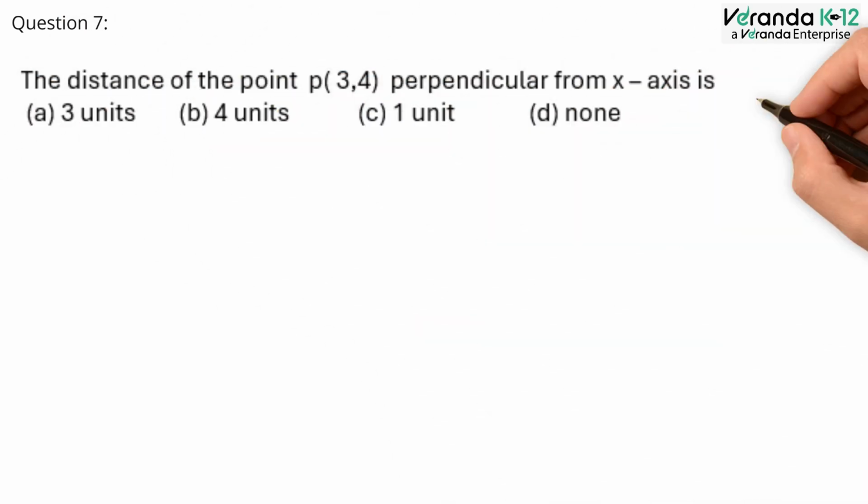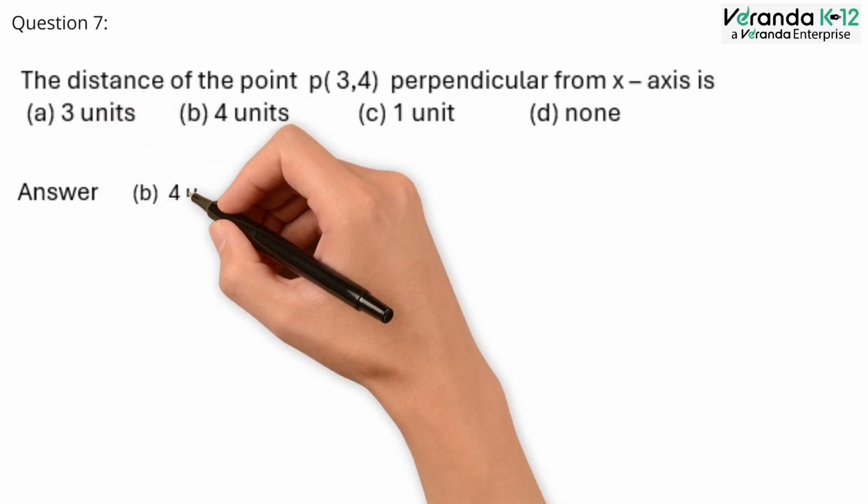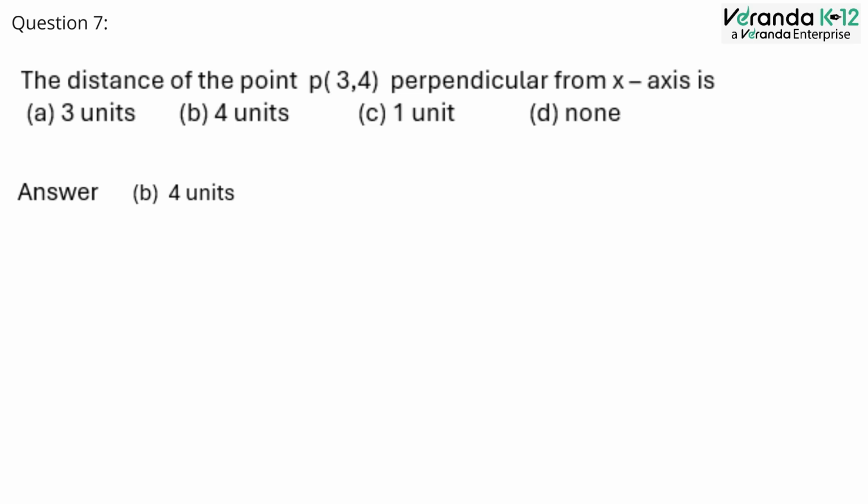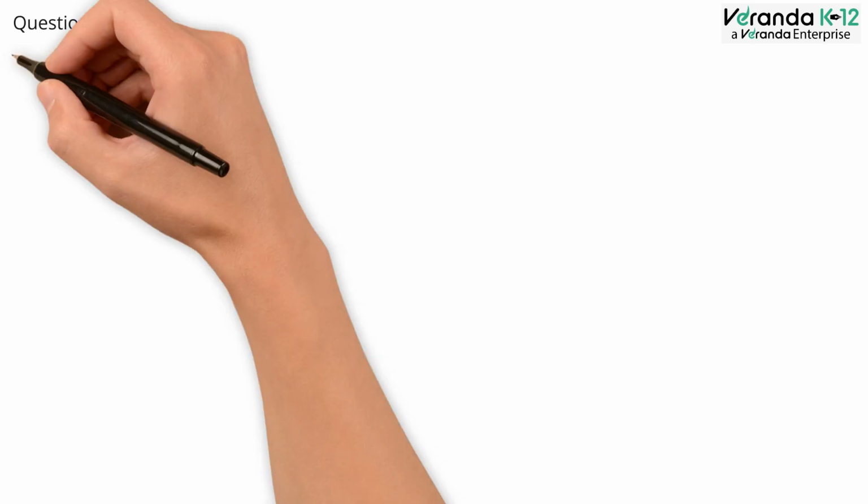So the next question is, the distance of the point P (3, 4) perpendicular from x-axis is. So the question is, the point is perpendicular from x-axis. So the perpendicular distance from x-axis is 4 units.